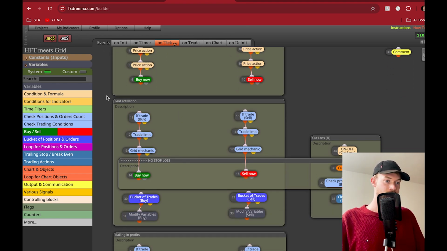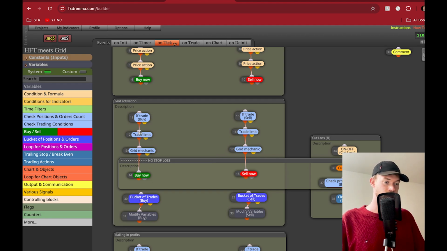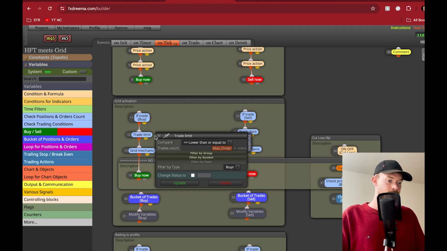And then we activate the grid. You see the first block here, simply checking, is there a long position? Yes, no. If yes, then let's go to the next block. In that case, we assume there's a long position. Then this block simply makes sure that we do not open an unlimited amount of trades. So that is why we check, well, are we still below the desired amount of open positions?